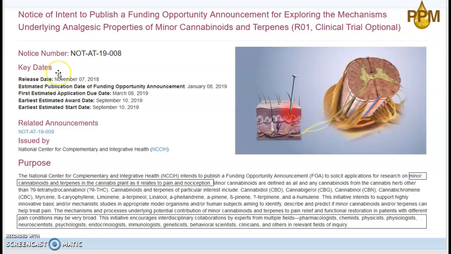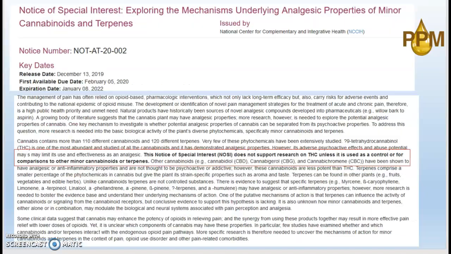The National Institutes of Health has announced a lot of funding opportunities to study these minor cannabinoids and terpenes and what they have to do with regards to pain. This is very interesting because now the National Institutes of Health is really paying attention to the minor cannabinoids and specifically state that the research should not be done on THC unless it's used for control.